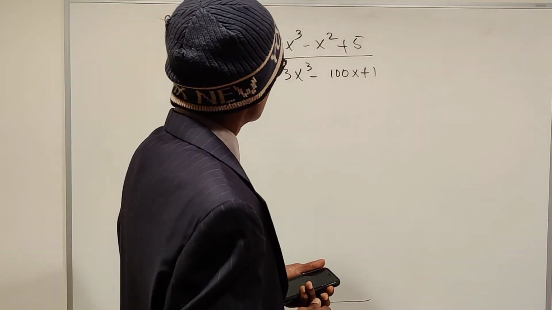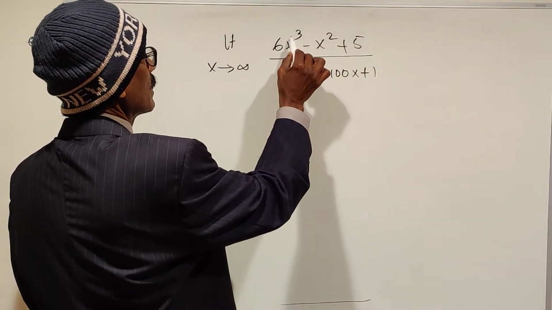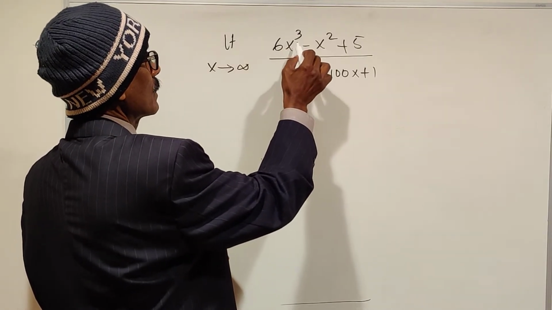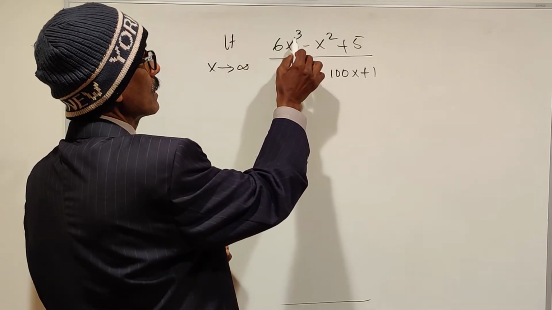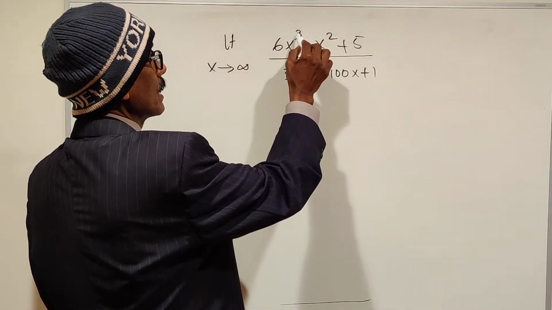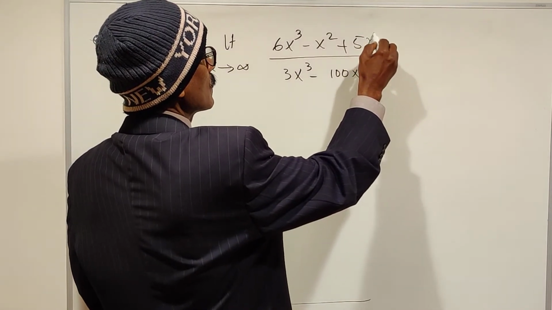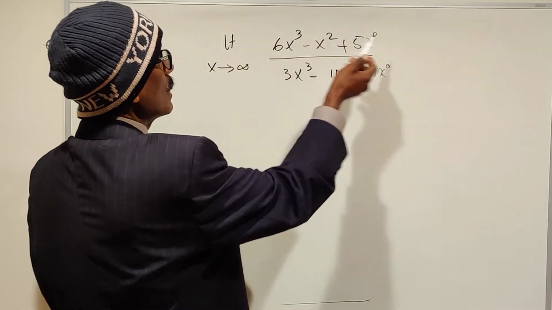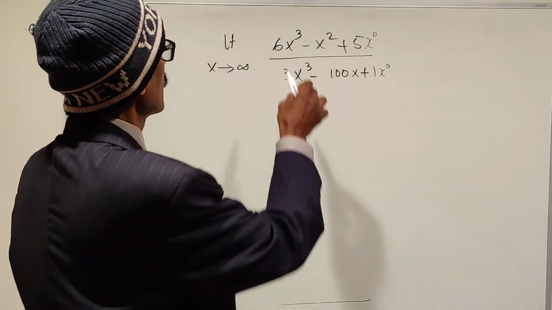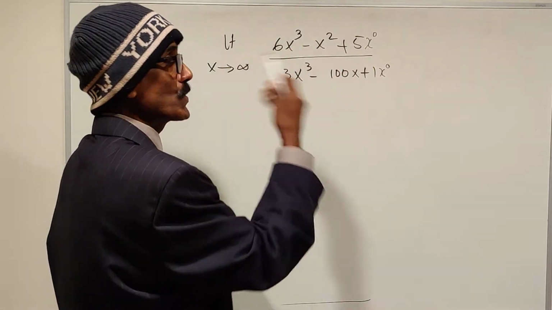Now, this type of problem, you need to take out the maximum exponent. That is, the maximum degree of the variable is what? Here the maximum degree of the variable is 3. The degree of the variable in the constant terms is 0. So you need to take out the maximum degree of the variable, that is x cube, outside.